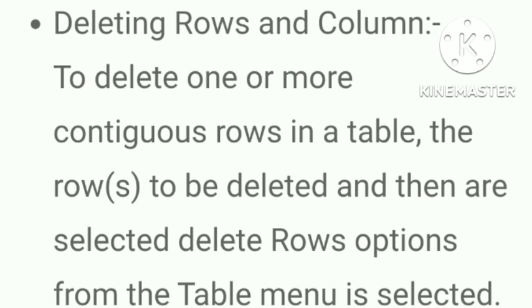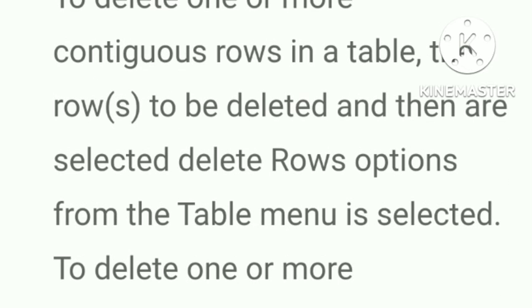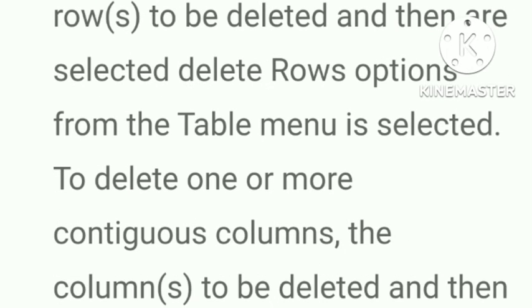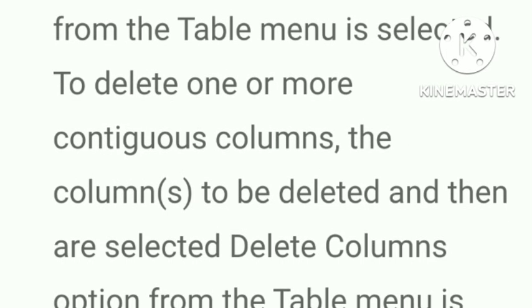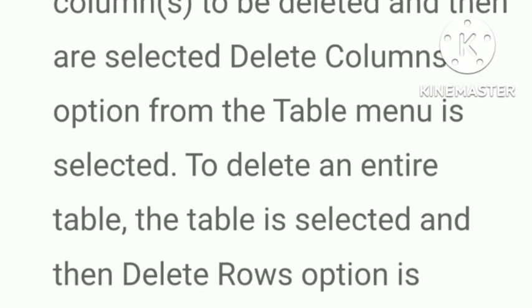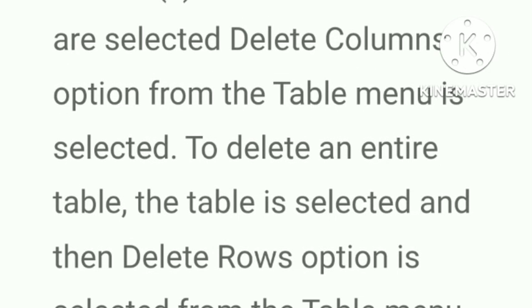Deleting rows and columns. To delete one or more contiguous rows in a table, the rows to be deleted are selected and then the delete rows option from the table menu is selected. To delete one or more contiguous columns, the columns to be deleted are selected and then the delete columns option from the table menu is selected.